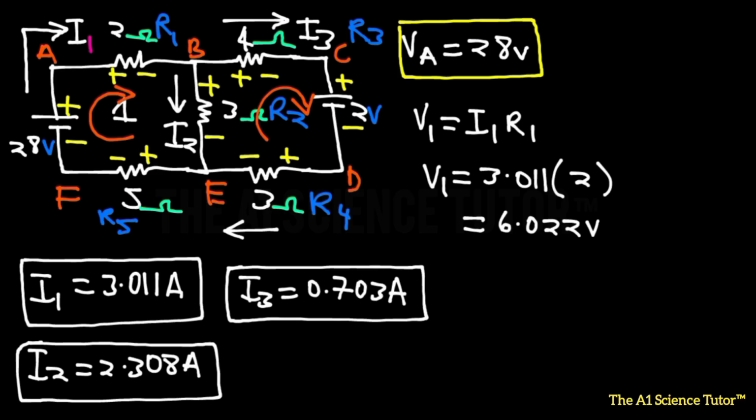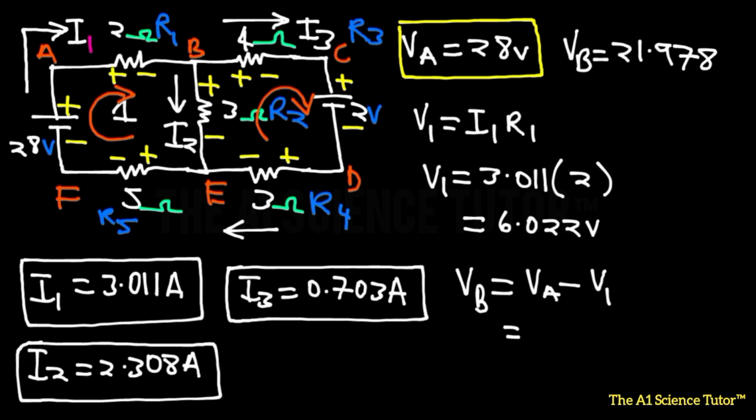So in order to find the voltage or the potential at point B, we have to take the potential at point A and subtract the voltage wasted over the first resistor. So we know that is going to be 28 minus 6.022. That gives us 21.978. Well, this is 21.978 volts.